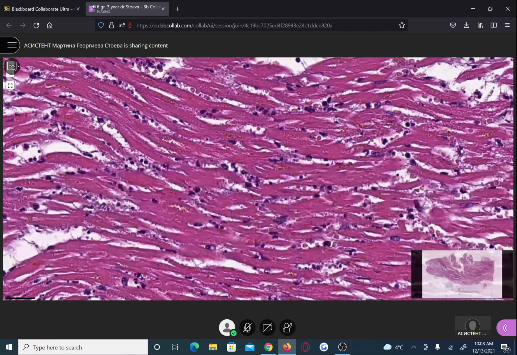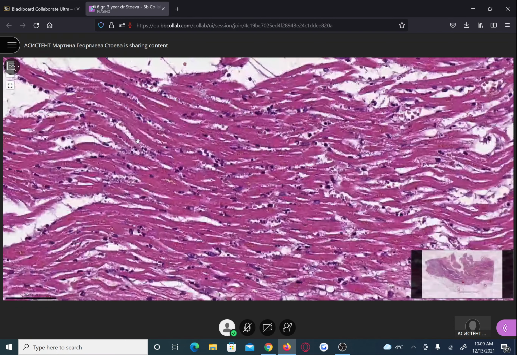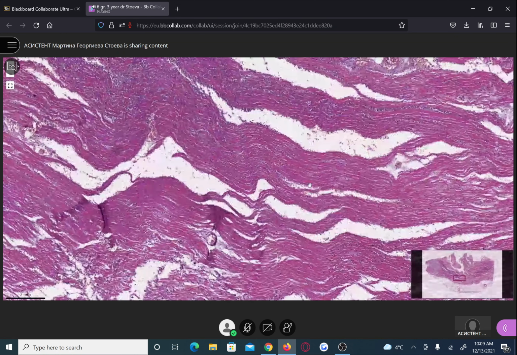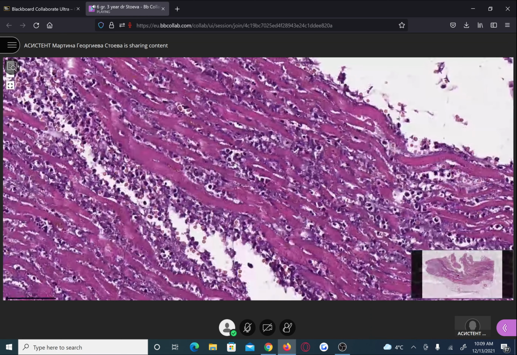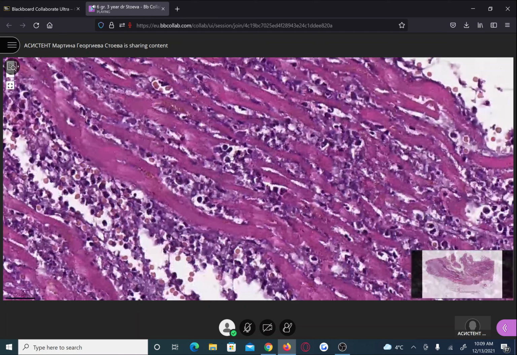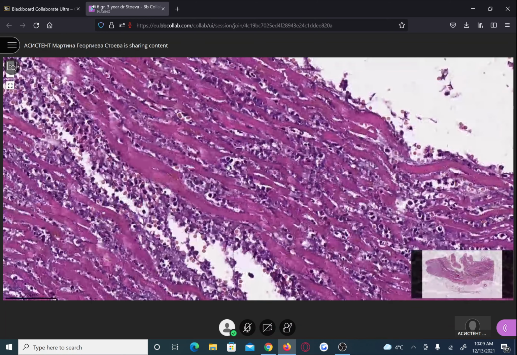The other thing that is quite well visible is the presence of inflammation in the interstitium surrounding the necrotic cardiomyocytes. You know that necrosis is always associated with inflammation, in contrast to apoptosis, which does not trigger inflammation. But here in the interstitium, obviously, we can find predominantly neutrophils.